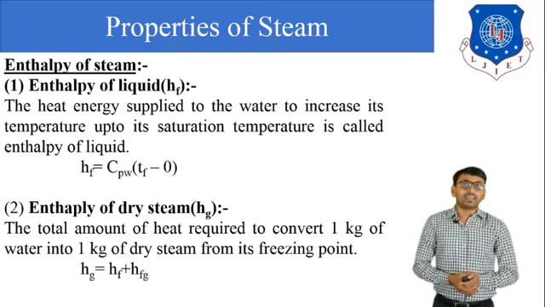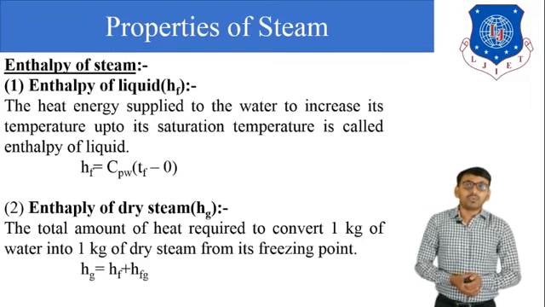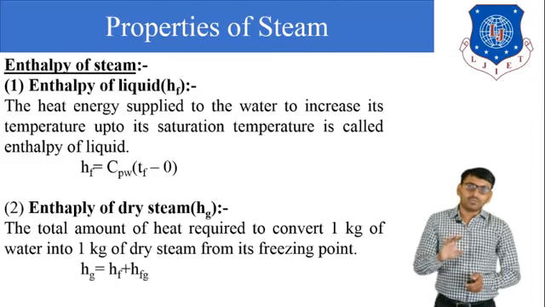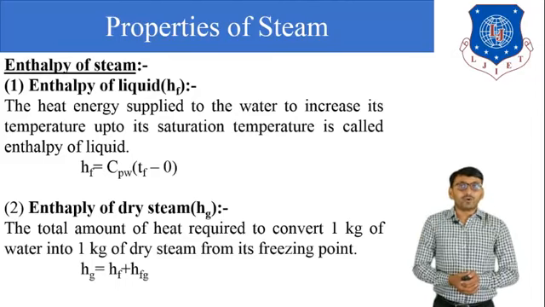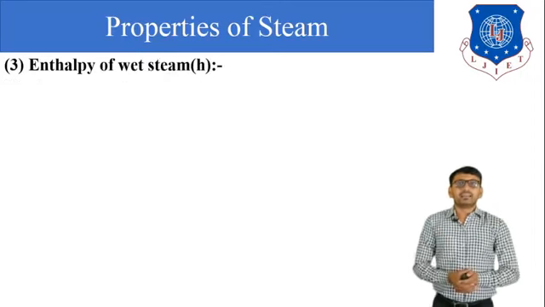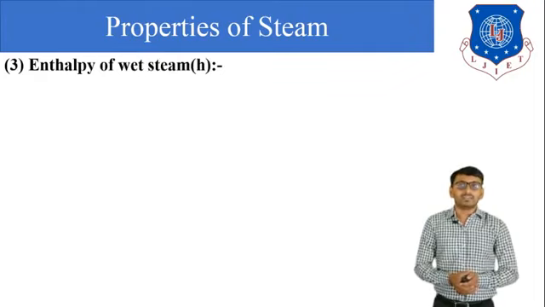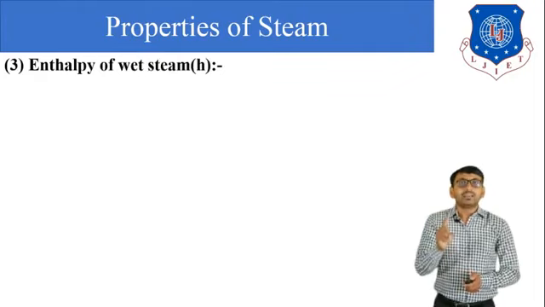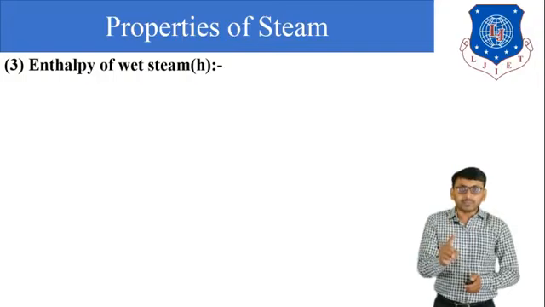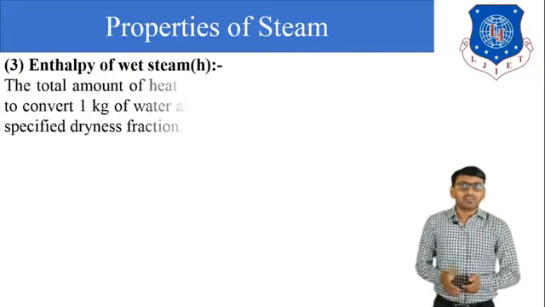That is the formula of Hg, and all these values, Hf, Hfg, Hg, we have to take from the steam table in an example. Now the third one, enthalpy of wet steam. It is denoted by small h. What do you mean by wet steam? It is a mixture of steam and water particles.